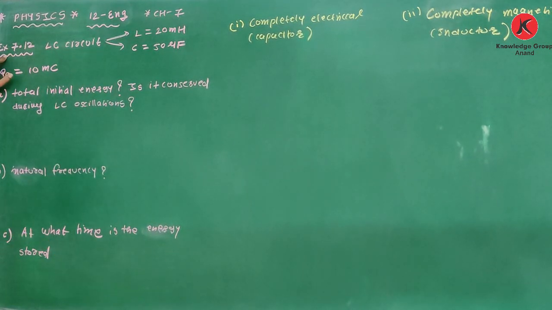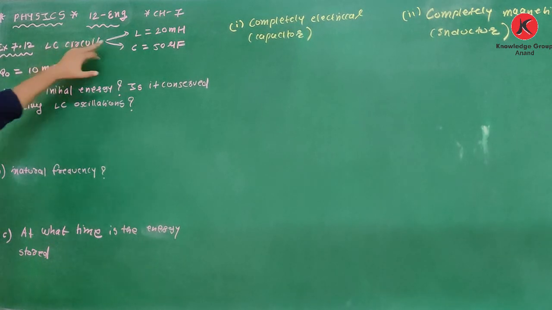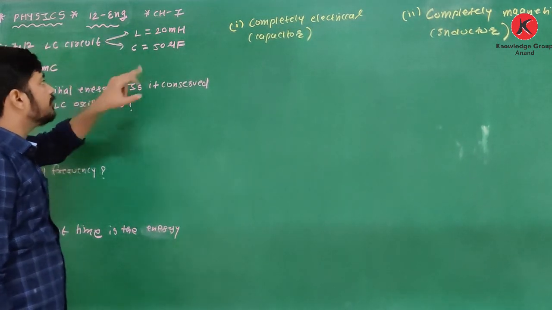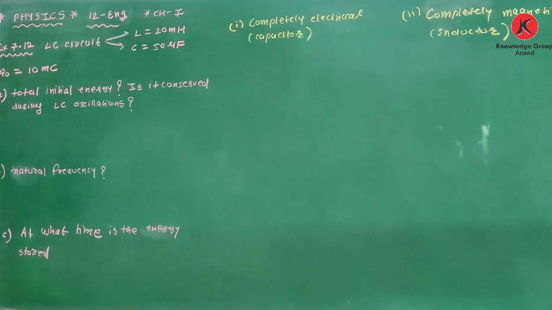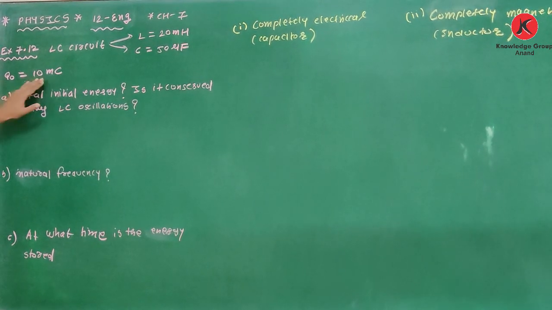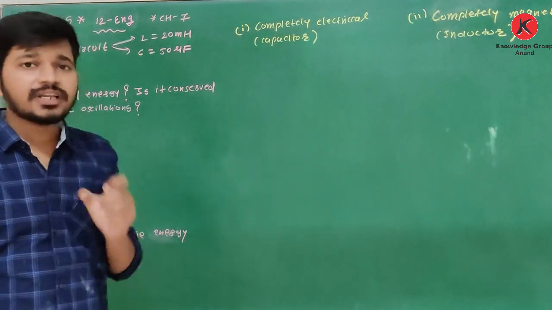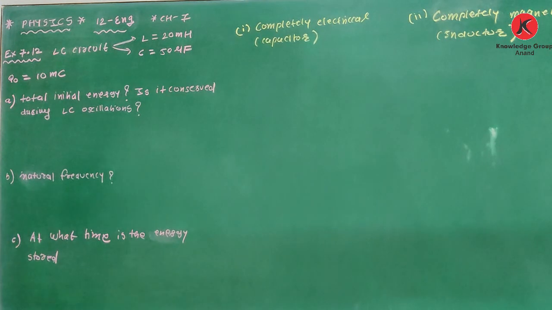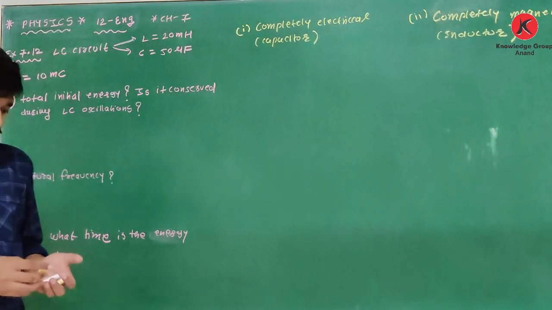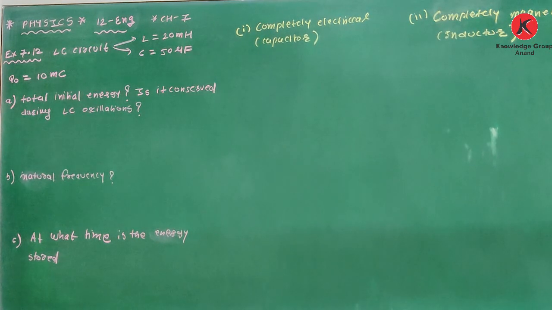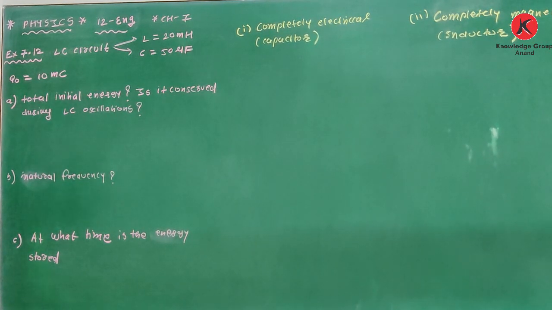Exercise 7.5. You are given an LC circuit having inductance L equal to 20 millihenry and capacitance C equal to 50 microfarad. The initial charge on the capacitor Q0 is 10 millicoulomb and the internal resistance of the circuit is negligible. When at time t equal to 0 the switch is closed, you have to find a number of questions. First question: what is the total initial energy?